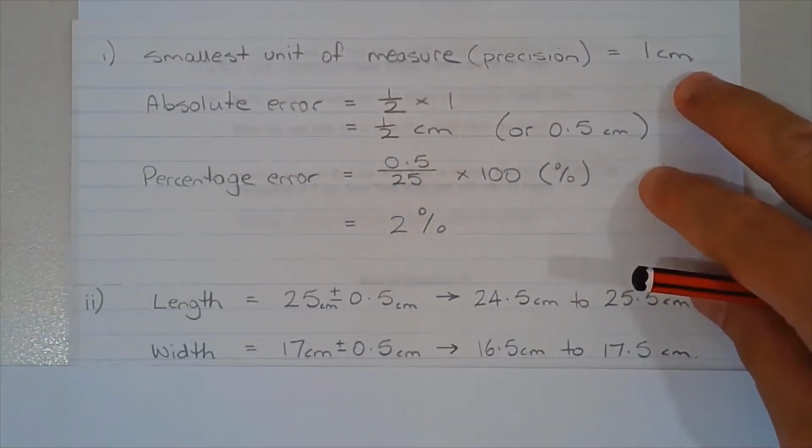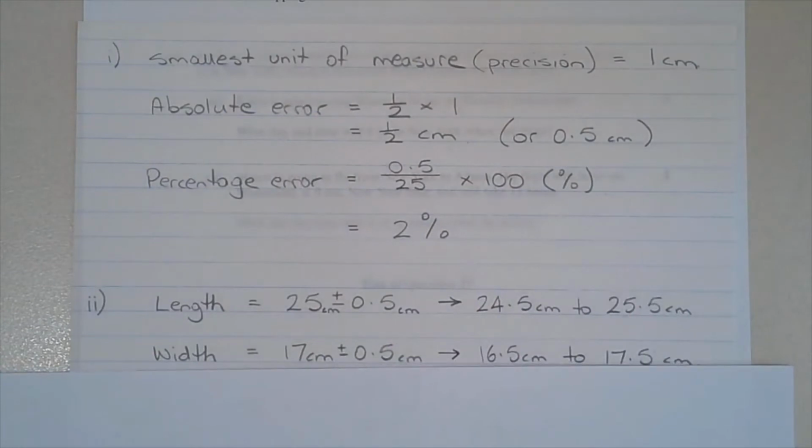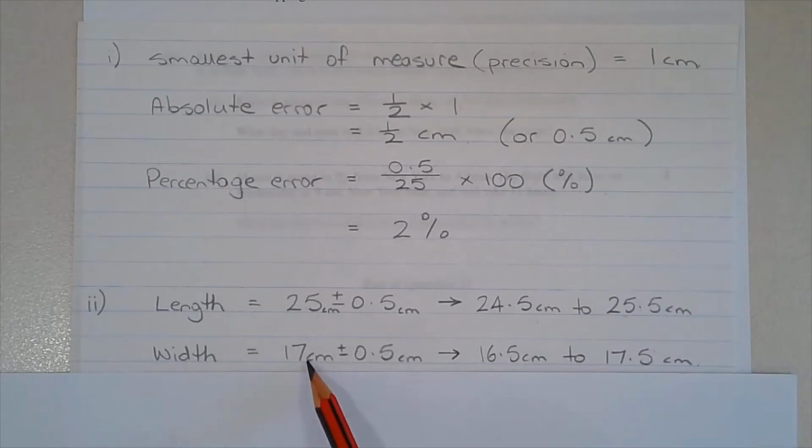Now for the same reason, the width also varies based on the absolute error. So if the advertised width is 17 centimetres, the absolute error is 0.5 centimetres, so that means that the width in reality could be from 16.5 centimetres right through to 17.5 centimetres.